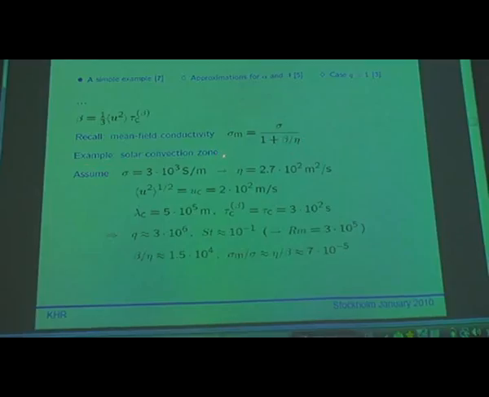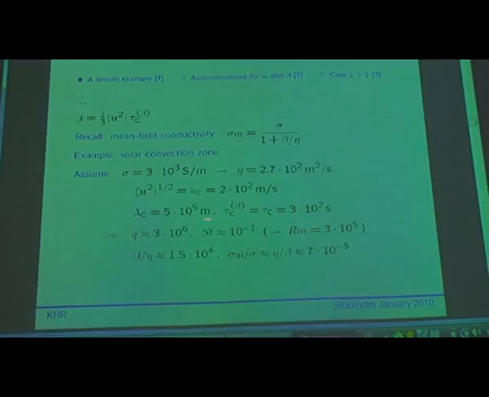Consider, just to have an example, the solar convection zone, and I will just play with numbers here without saying that these are really the correct numbers. This is the conductivity and the eta for the solar convection zone. As a characteristic velocity, I take 200 meters per second. This is a velocity which occurs in the granules. Lambda c is again a characteristic length for granules, and tau c is the lifetime of granules, say 5 minutes, 3 times 10 to the 2 seconds.